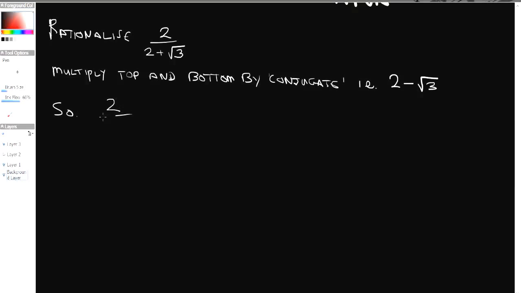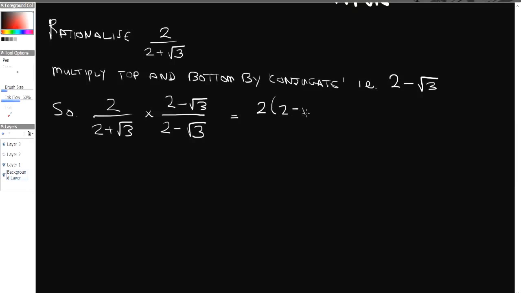So, we've got 2 over 2 plus root 3. We multiply the top and bottom by 2 minus root 3. Multiplying the top out, the numerator, 2 times 2 minus root 3, over 2 plus root 3 times 2 minus root 3.